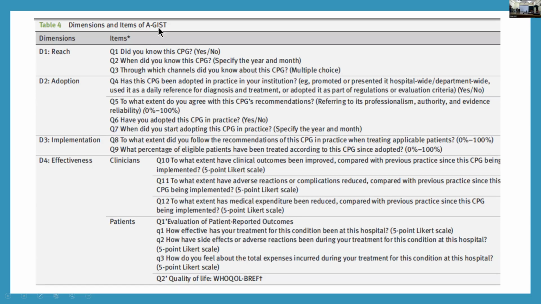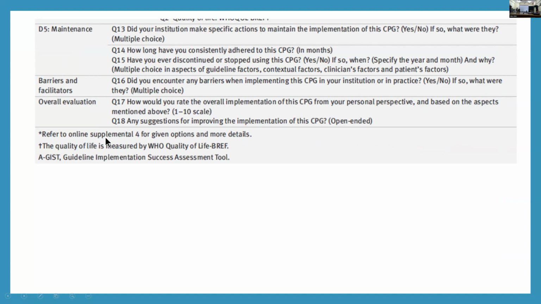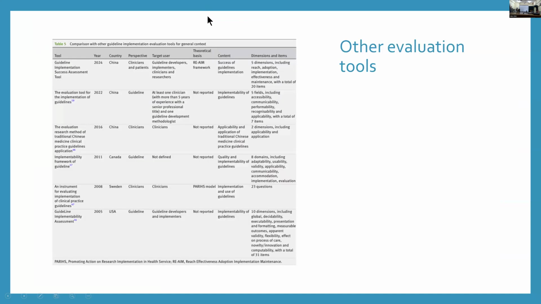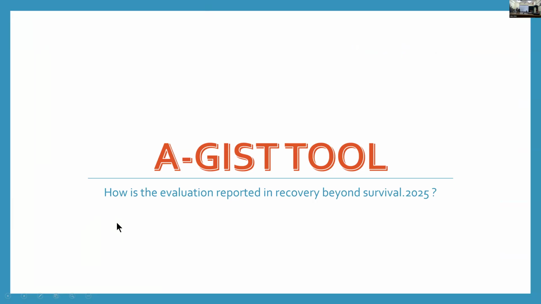And this is the checklist. They have 5 dimensions and they have items. Each dimension has a few questions which need to be addressed. So they have a total of 18 items and 5 dimensions. We will be looking at that in detail. During the development of the tool, they also looked at multiple other evaluation tools and came up with this tool. So, how is the evaluation reported in the current checklist which has come out, recovery beyond survival?